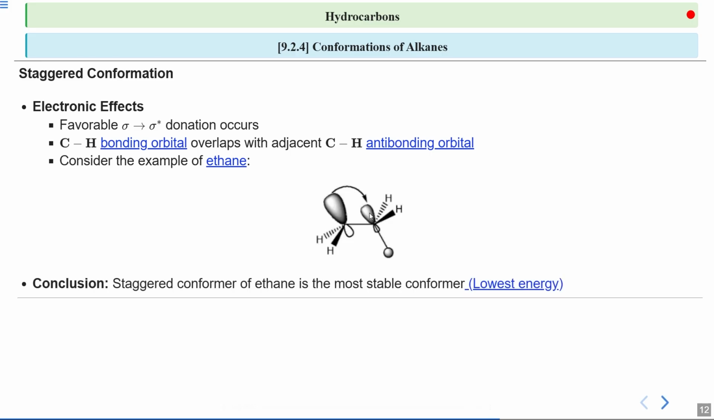So we can say that staggered conformers are the most stable conformers. Not only do they have minimum torsional and steric strain, they have an extra factor stabilizing them, which is this electronic factor, where the electron is delocalizing from a sigma to a sigma star. This is the reason the staggered conformation is the most stable one.